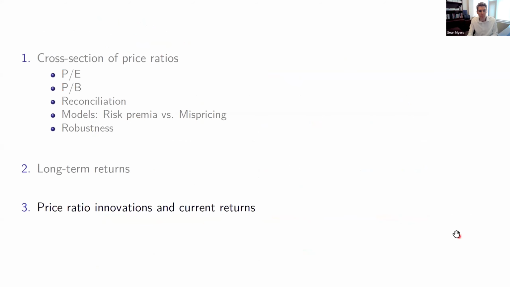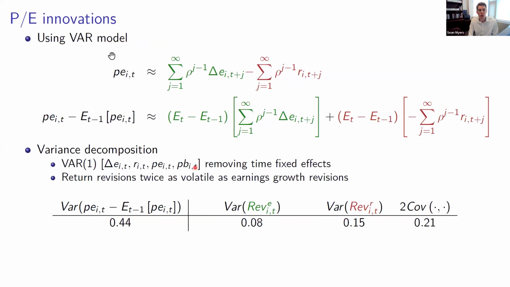Okay, for my last point, let me wrap up with some results on price ratio innovations and current returns. If we use the VAR model from earlier, we can take the fact that price earnings ratios are approximately future earnings growth minus future returns, and we can look at innovations. Unexpected changes in price earnings ratios have to be due to revisions in expectations of future earnings growth or revisions in expectations of future negative returns.